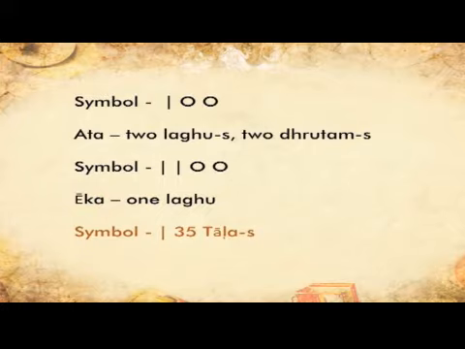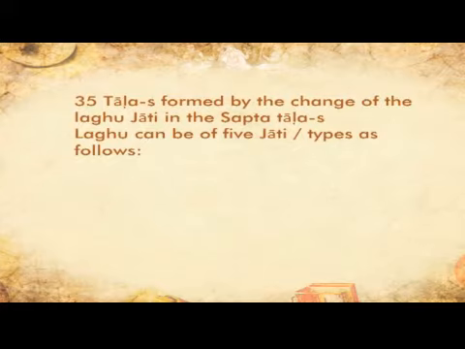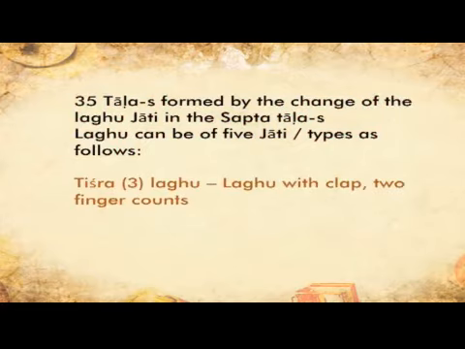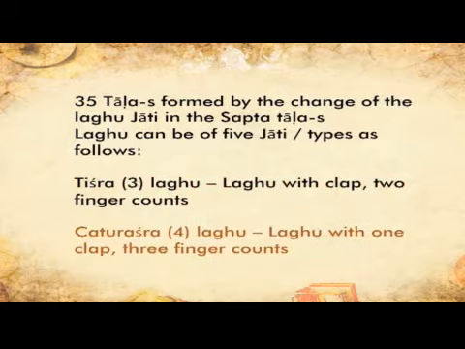35 talas. The 35 talas result by the change of the Lagu Jati in the Saptatalas. The Lagu can be of 5 Jati or types as follows: Tishra Lagu, that is Lagu with 1 clap and 2 finger counts. Chaturashra Lagu, that is Lagu with 1 clap and 3 finger counts.